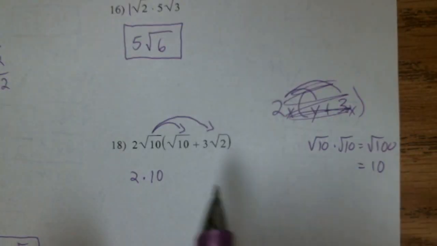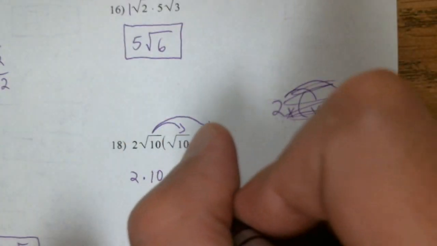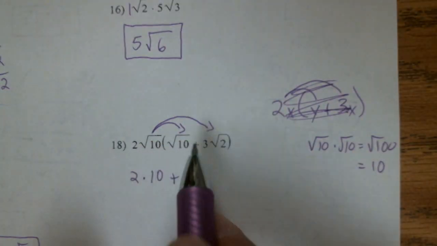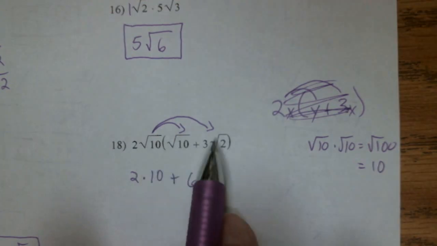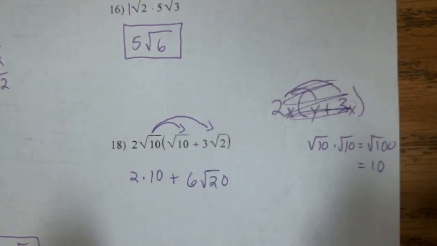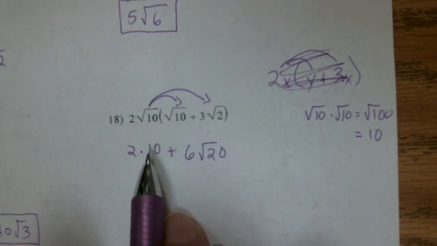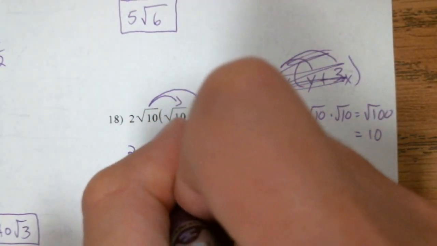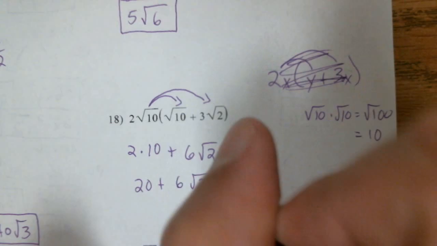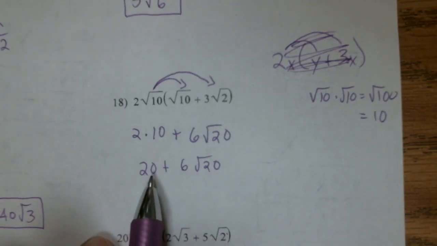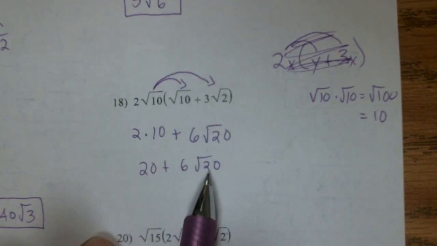And now I'm going to distribute over here. Do your coefficients first. 2 times 3 is 6. And this is a plus here. There's a plus sign. So plus 2 times 3 is 6. And then I multiply the two numbers in the radicand. 10 times 2 times the square root of 20. So this simplifies. This is just going to be 20 plus 6 times the square root of 20. Now I can't combine these. That's a constant, and this is a radical.